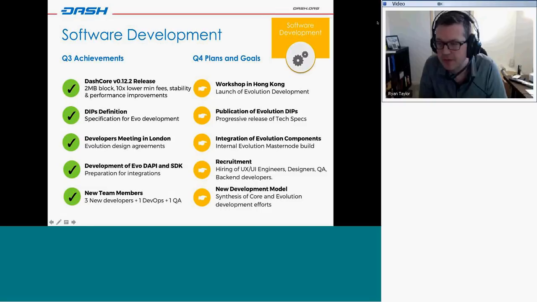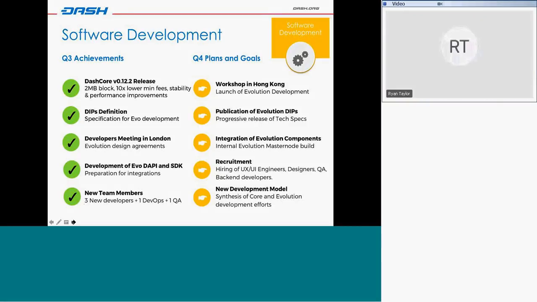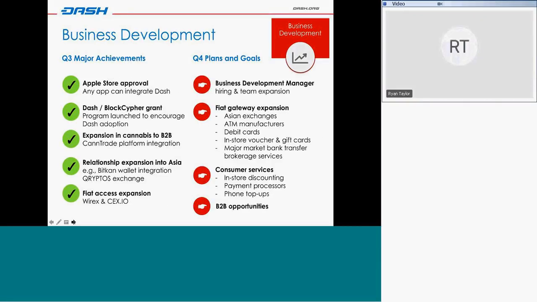So next, I'll cover business development. Last quarter, we achieved several major accomplishments. In my view, the most critical among these accomplishments is the approval we received from Apple to allow application developers to integrate Dash into iOS applications. This was obviously crucial for many aspects of our plans and strategy and expands access and usability for customers.